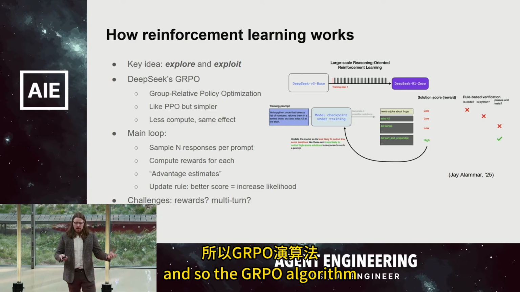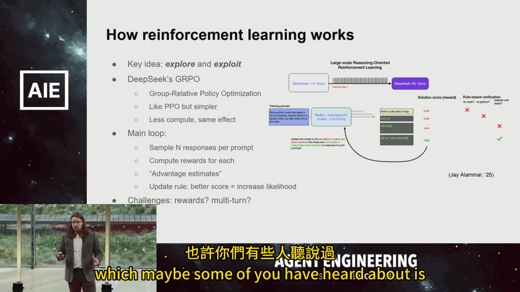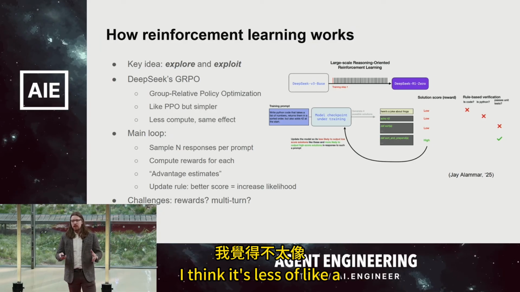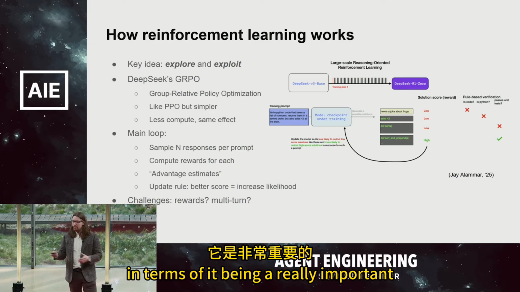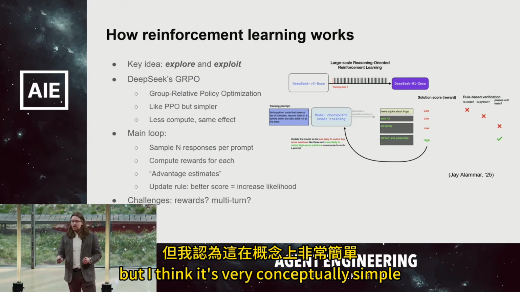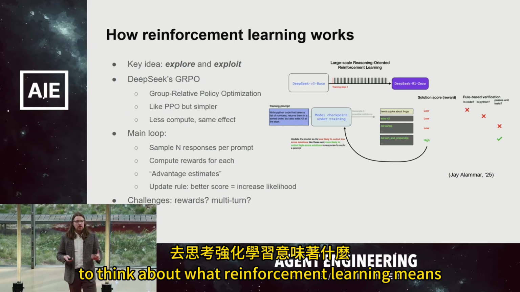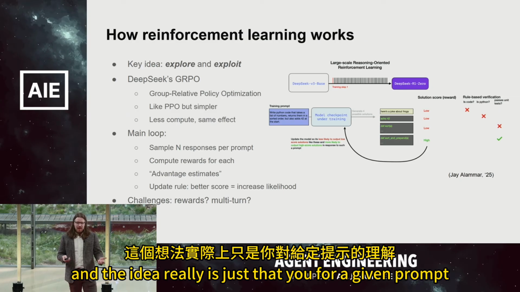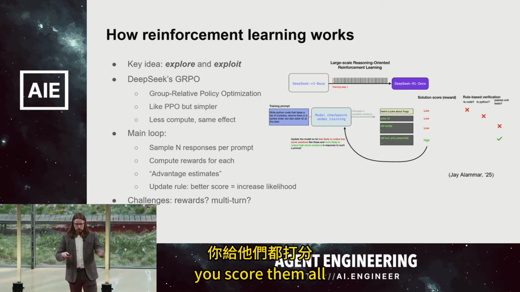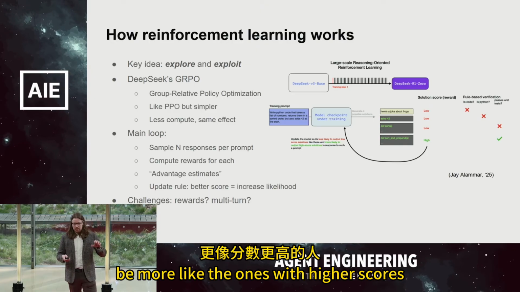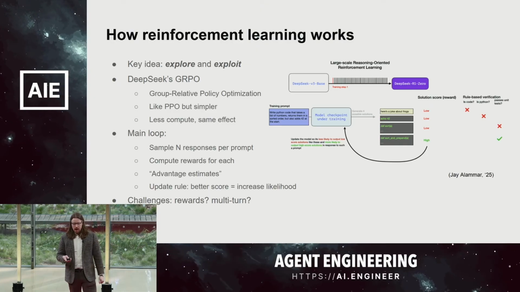And so the GRPO algorithm, which maybe some of you have heard about, is the algorithm DeepSeek used. I think it's less of a technical breakthrough in terms of it being a really important new algorithm to study, but I think it's very conceptually simple. And I think it's a nice way to think about what reinforcement learning means. And the idea really is just that for a given prompt, you sample n completions, you score them all, and you tell the model to be more like the ones with higher scores.